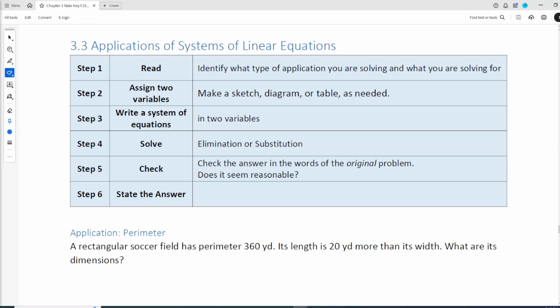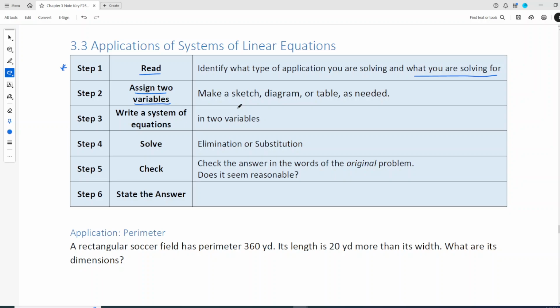So whenever you're solving any kind of application, your first step is to read the question. When you're reading the question, you're going to identify what type of application you're solving for. So there's going to be 4 types in this chapter. And then you're going to identify the things that you're solving for. It's always that last sentence so that you can assign variables. And this time in chapter 3, you're allowed to have 2 unknown variables.